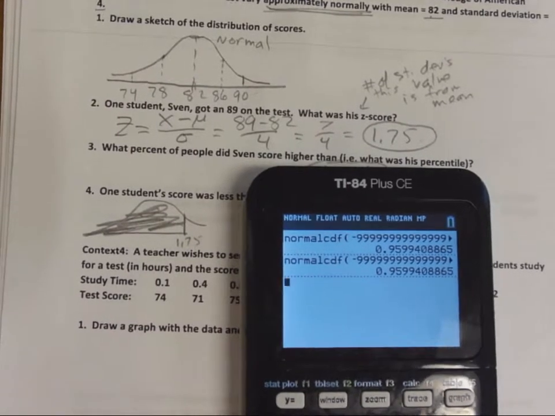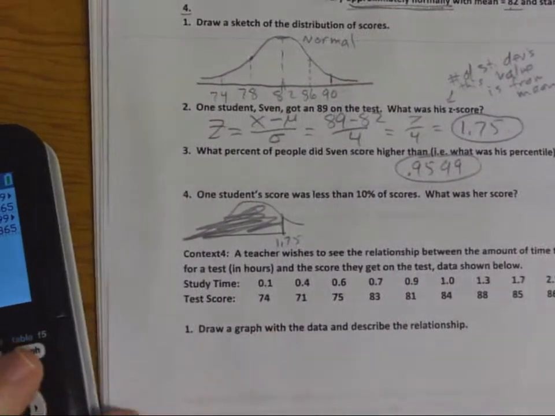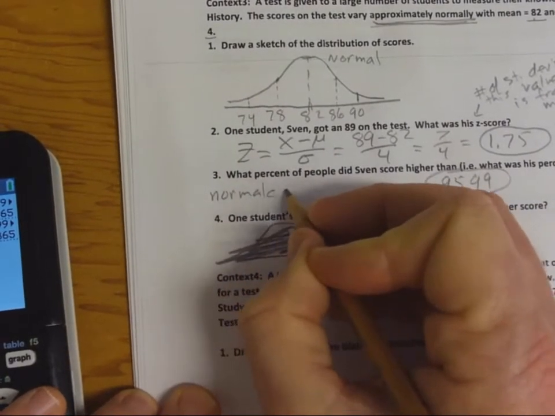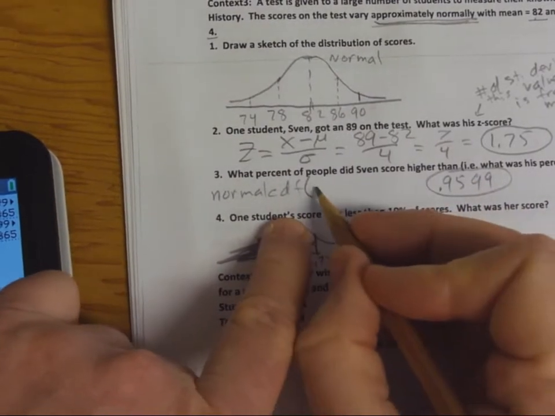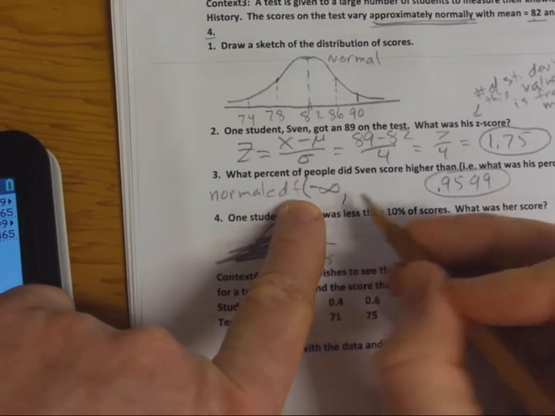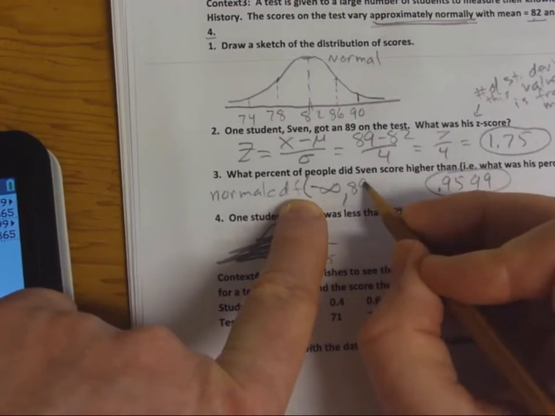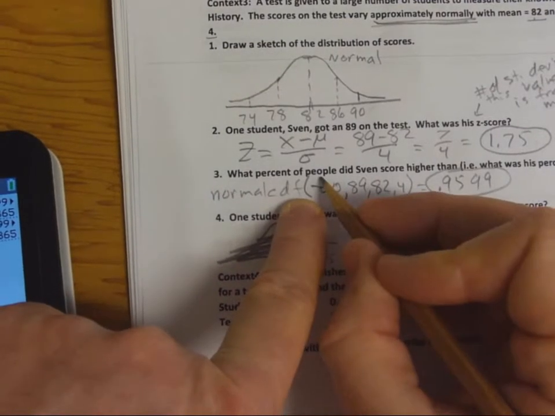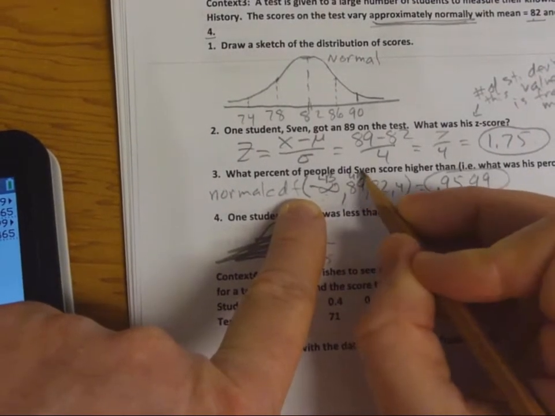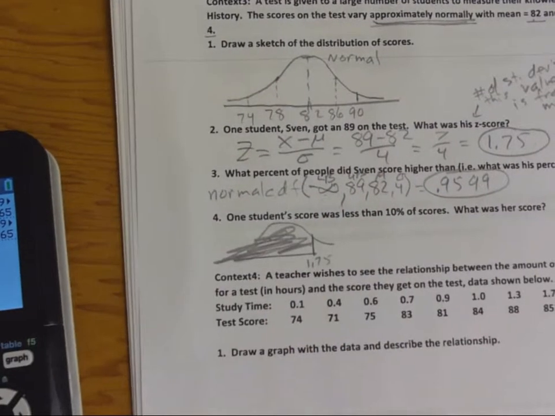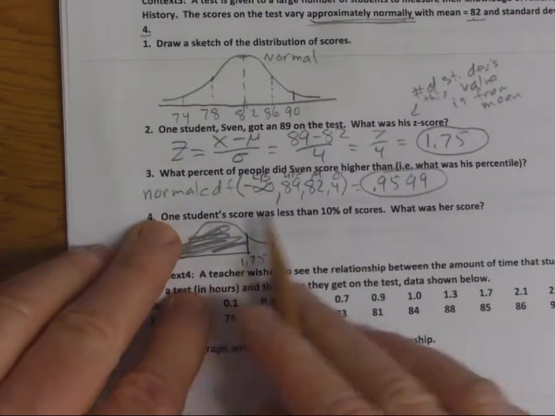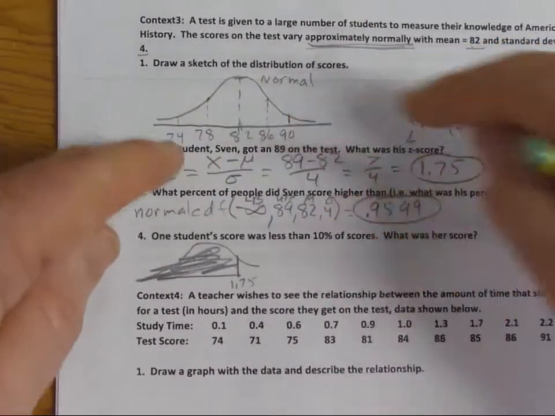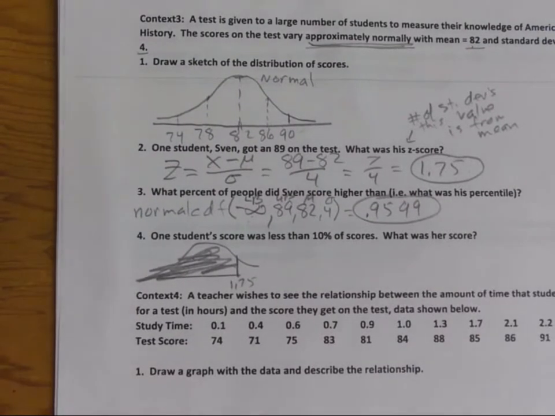Now, what about showing your work on something like this? Showing your work on a problem like this, you would just write normal CDF, and then my lower bound was negative infinity, so that's negative infinity. My upper bound was 89, my mean was 82, standard deviation of 4, and it's important to label what these things are. So I'll put an LB for lower bound, UB for upper bound, mu, and then sigma, okay? And so that would be, in essence, showing your work. Now, of course, just like I've done here, you could be asked to draw the curve and define the z-score. So make sure you understand how to do that.